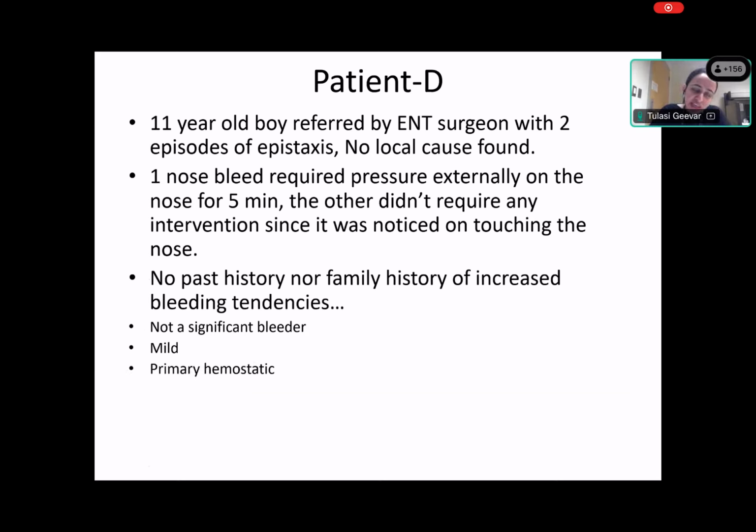Is it likely to be inherited or acquired, if it was a bleeding disorder? Inherited? No. In this case, there's no family history of bleeding, but because this is still a child, we cannot definitely say that it is not inherited. But from the history, we know that this is unlikely to be even a bleeding disorder.